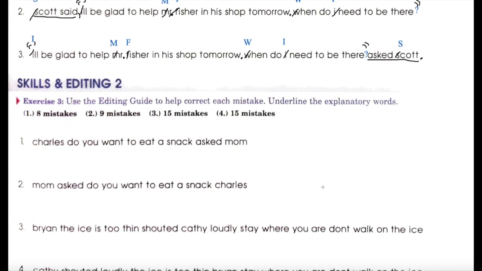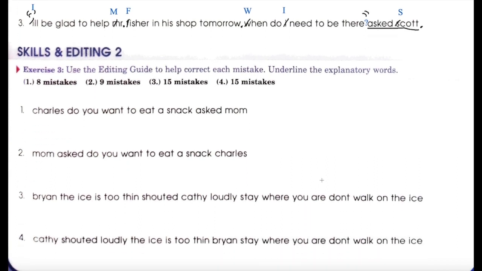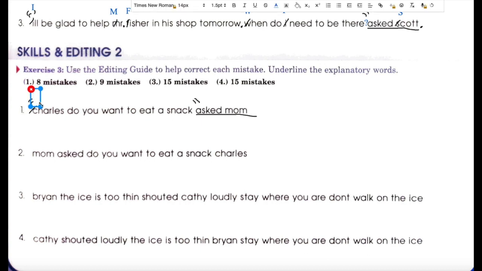Exercise 3, use the editing guide to help correct each mistake. Underline the explanatory words. Number 1, "Charles, do you want to eat a snack?" Asked Mom. Underline your explanatory words. They come at the end. Put quotation marks around your quote. Capitalize the first word inside the quotations.